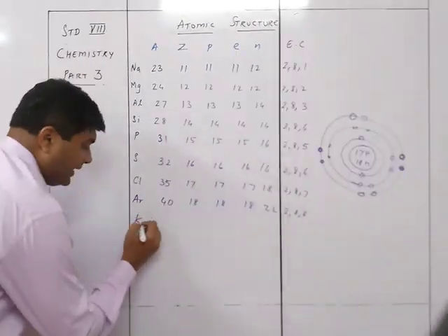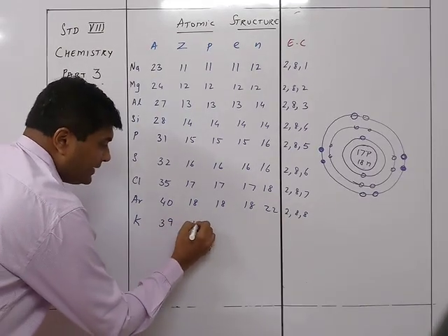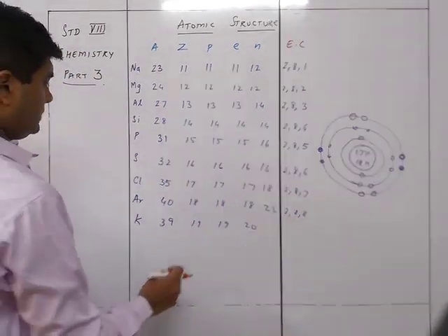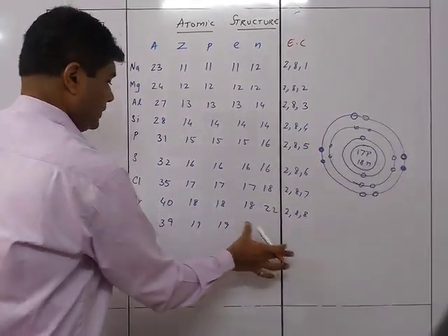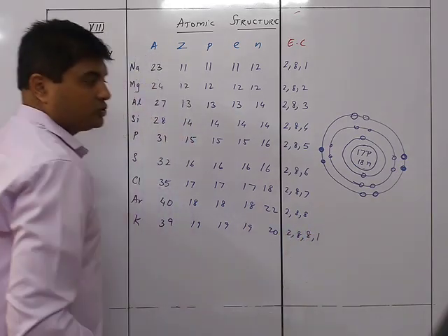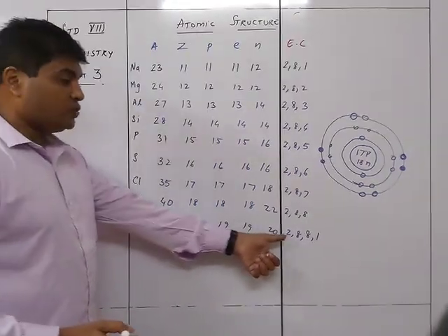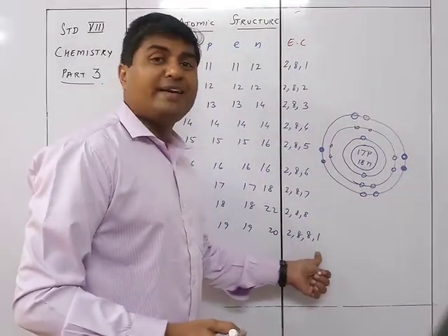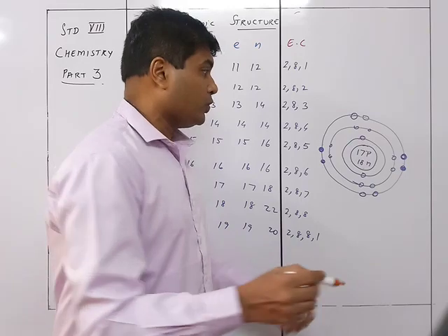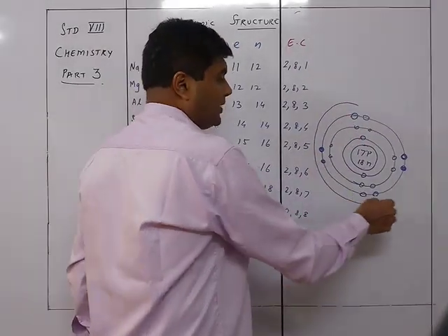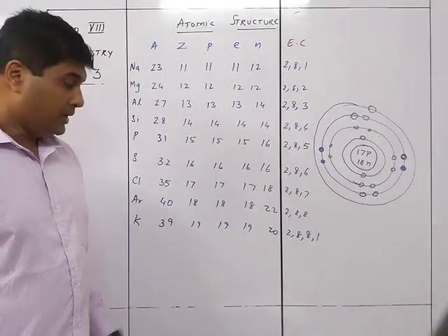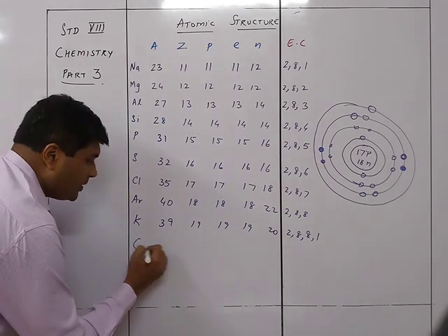The next is potassium, K, which is 39 and then 19, 19 and 20. So it's 2, 8, 8, 1. That is why you will find that for this one you cannot have 2, 8, 9. No doubt the capacity is 18, but you cannot have it because of the octet rule, and hence you will be having one more orbit over here and you will be having one electron outside like this. This is potassium.